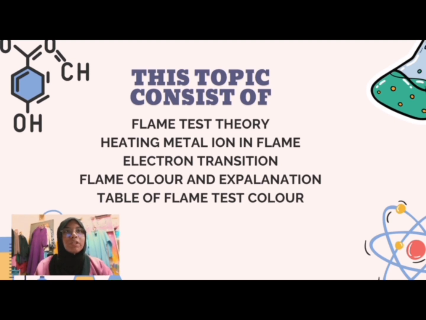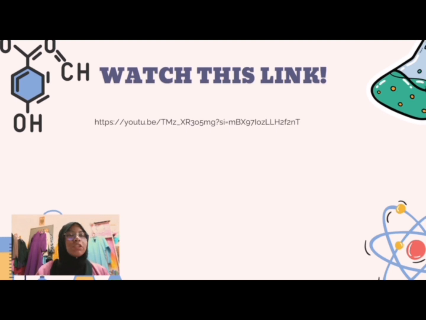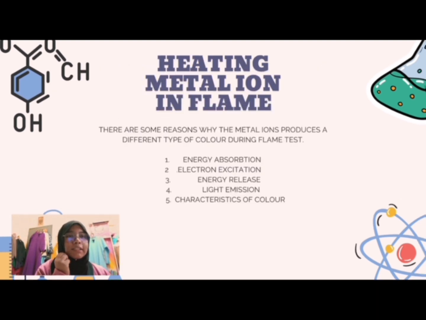So first thing first, we need to know the theory of the flame test. Basically, a flame test is all about heating a metal salt in a flame. It excites its electrons, causing them to jump to a higher level. This theory was presented by Robert Bunsen and Gustav Kirchhoff in the 1860s. You can watch the links that I have copied in the slide to get the whole overview of this flame test theory.